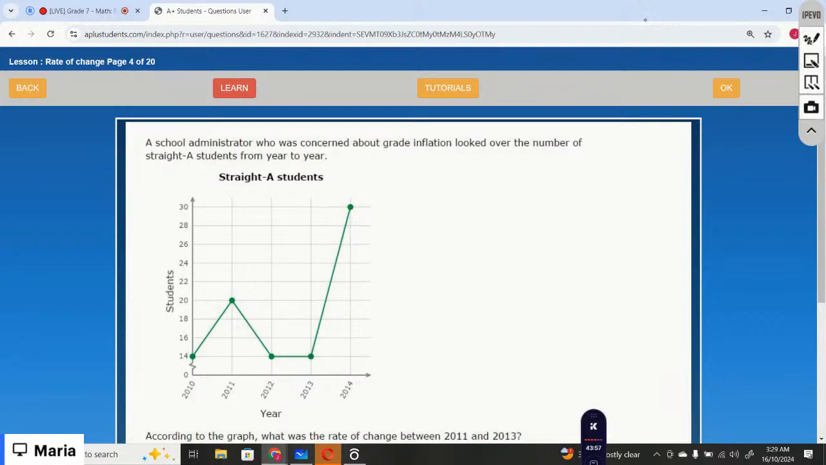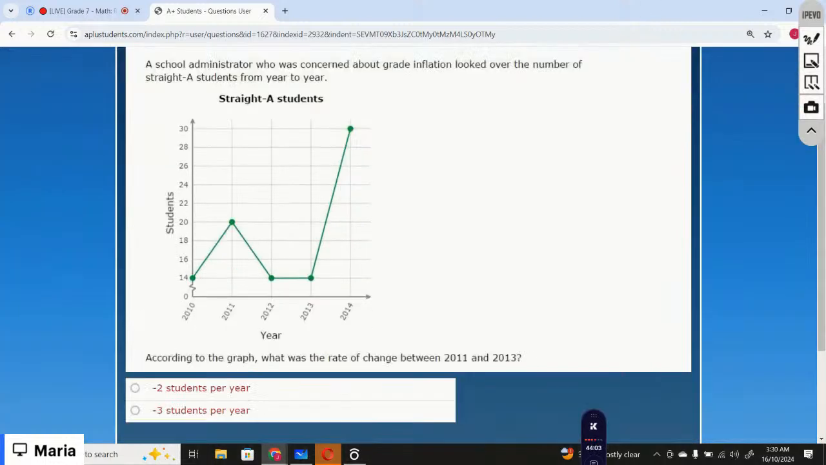A school administrator who was concerned about grade inflation looked over the number of straight A students on the graph. What was the rate of change between 2011 and 2013? So, which is the correct option?